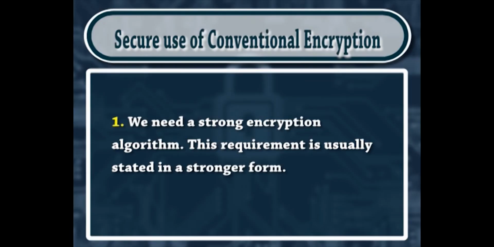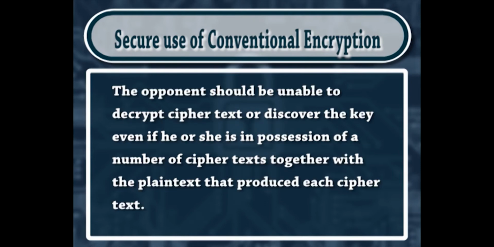There are 2 requirements for secure use of conventional encryption. Number 1, we need a strong encryption algorithm. This requirement is usually stated in a stronger form. The opponent should be unable to decrypt ciphertext or discover the key, even if he or she is in possession of a number of ciphertexts together with the plain text that produced each ciphertext.